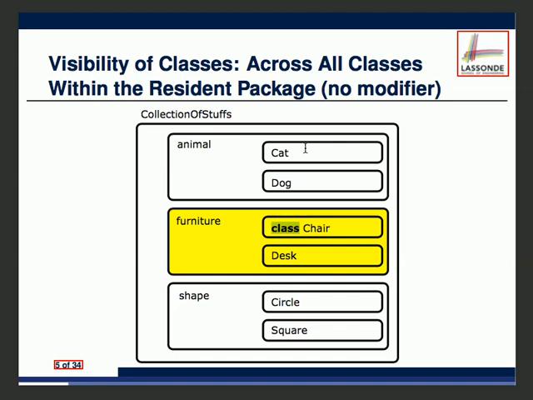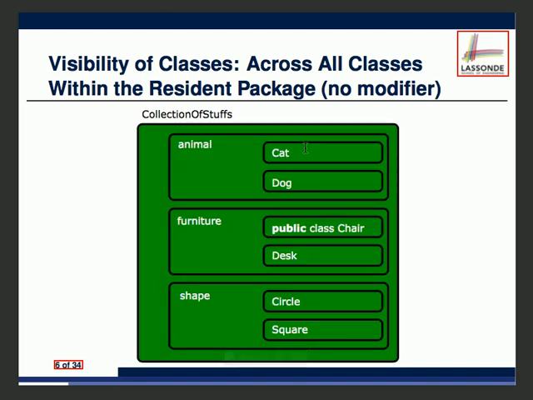If you try to access the chair, it's going to tell you it's not visible. I'm going to show you in the Eclipse. Now, the second possibility is if you say public class chair, in that case, everything in your project can get access to it. Is it clear so far? Let's illustrate that very quickly.